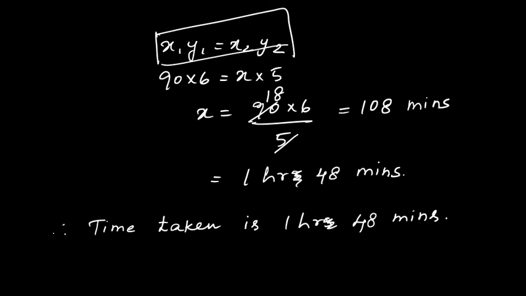You can cancel 90 by 5, you will get 18. So 18 multiplied by 6, you will get 108 minutes. So when you are converting this in terms of hours, you will get 1 hour 48 minutes. So the time taken is 1 hour 48 minutes for 5 pumps.